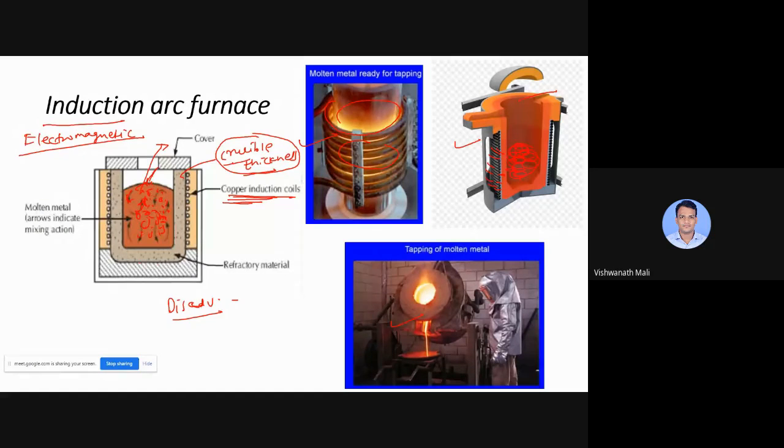Limitations, as I discussed: electrically conductive material is required. Then the cost is also high, and the electricity required, so the electricity cost is also high. And here only a small quantity of material we can melt. For a large quantity we need to use either the electric arc furnace or the cupola furnace. Only a small quantity of material we can heat in this furnace. So that is one more disadvantage of this induction furnace.